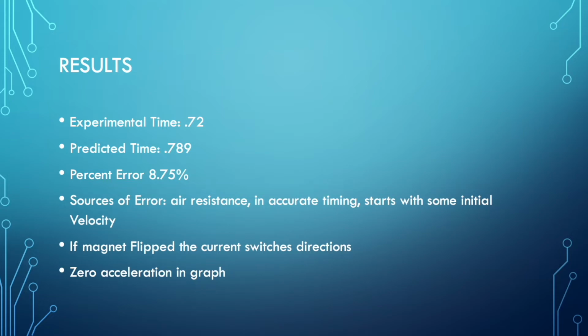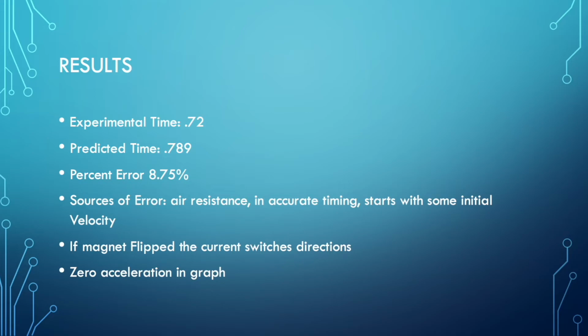This is very close, and some possible sources of error would be that the predicted model does not take into account air resistance, and also in the experiment there could be inaccuracy in timing, and also the magnet may start with some initial velocity, which would alter the time it would take to fall through the tube.